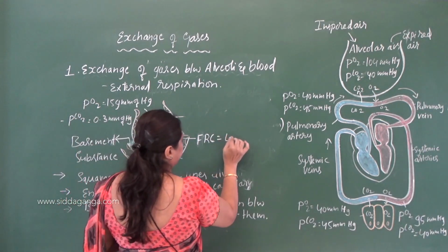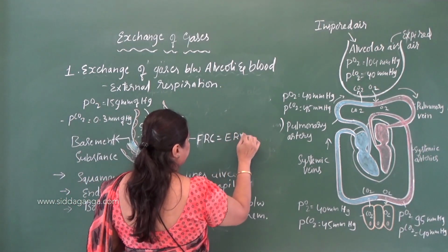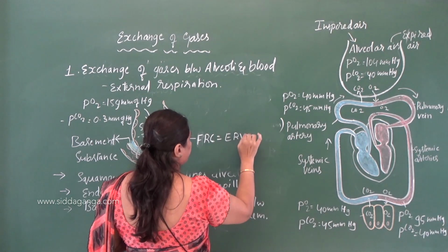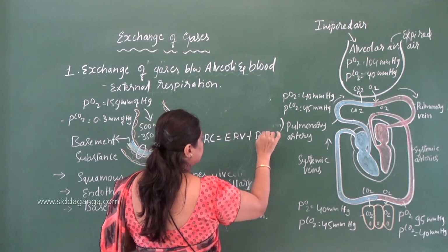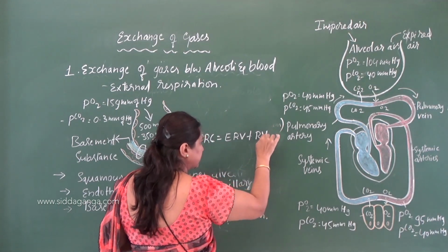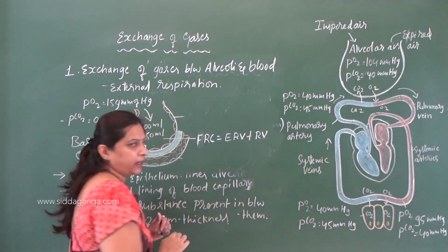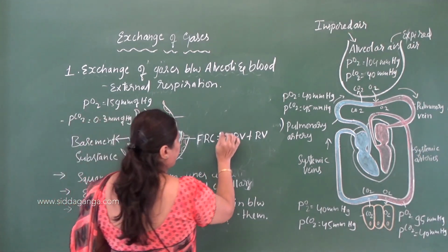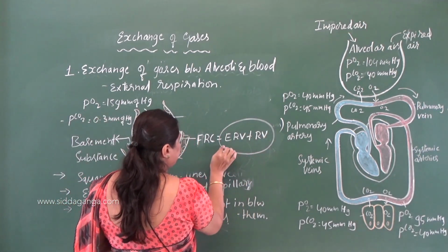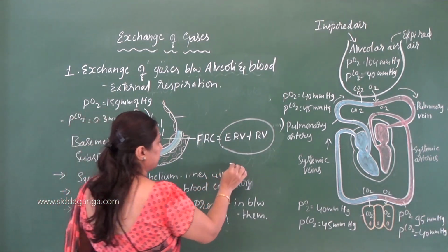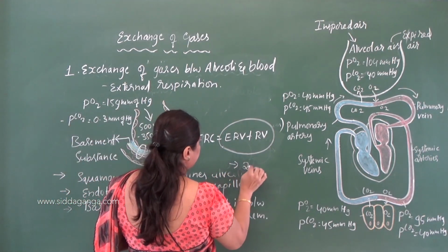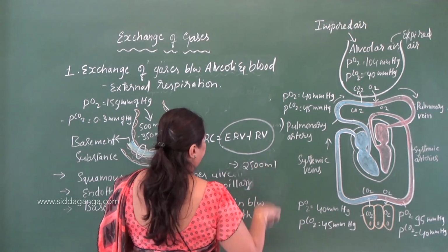So it is equal to ERV, the air which we can expel by forcible expiration, plus RV, the volume of air which always remains in the lungs even after forcible expiration. This is the volume of air which remains in the lungs after normal expiration. Approximately, it is 2500 ml.